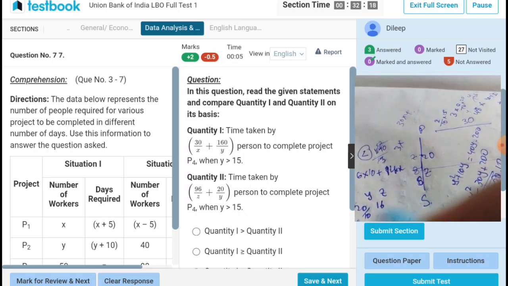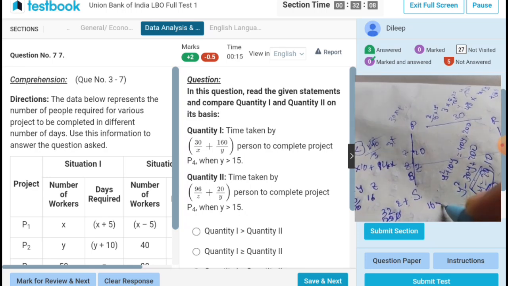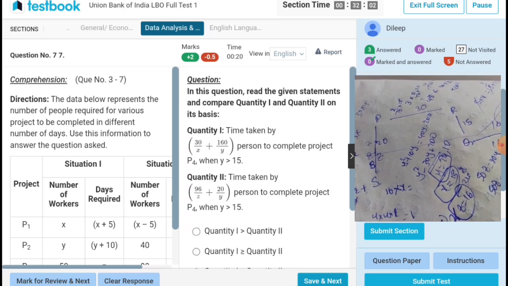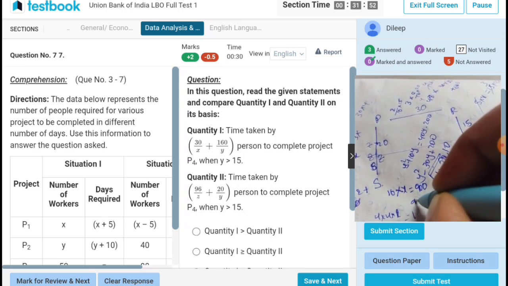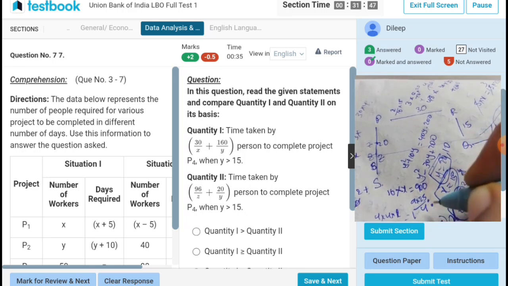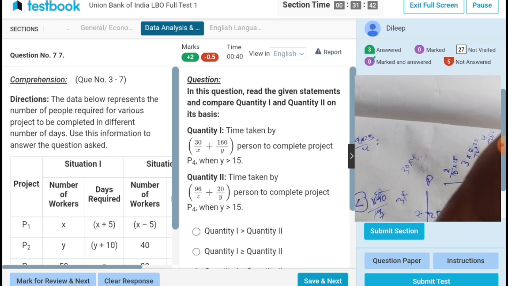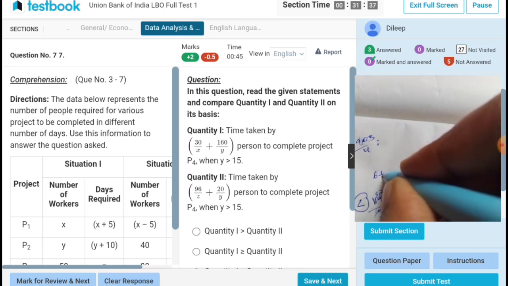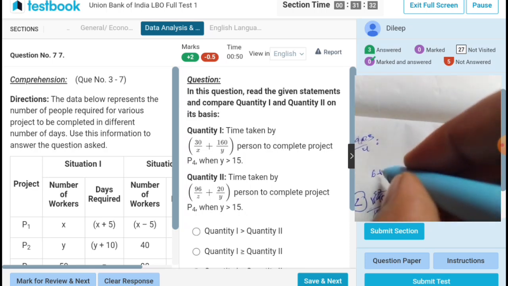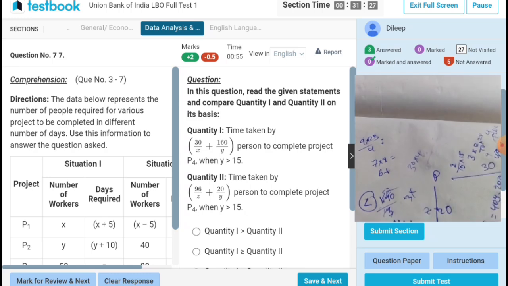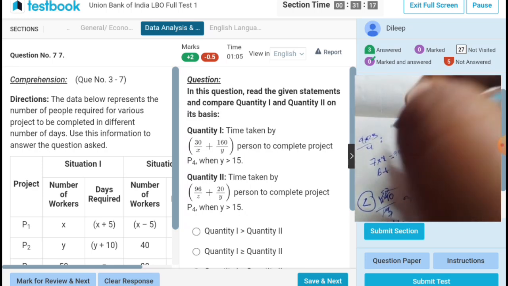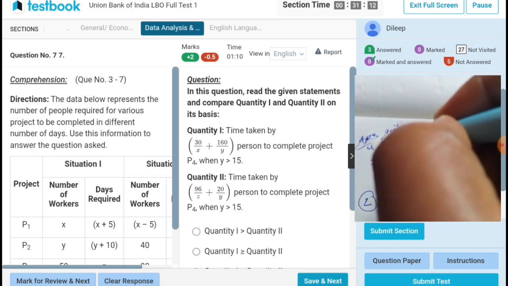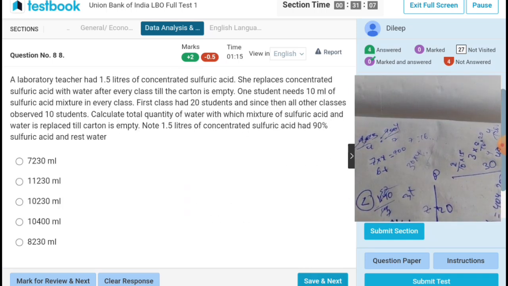Time taken by the 30x, 2 plus 8, 10, P4, 900, so 9 into 25 by 4, 96 by 6 plus 7, P4. Is less than 2. Next.